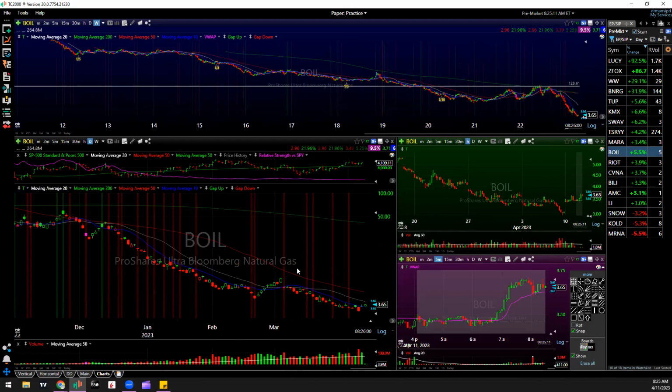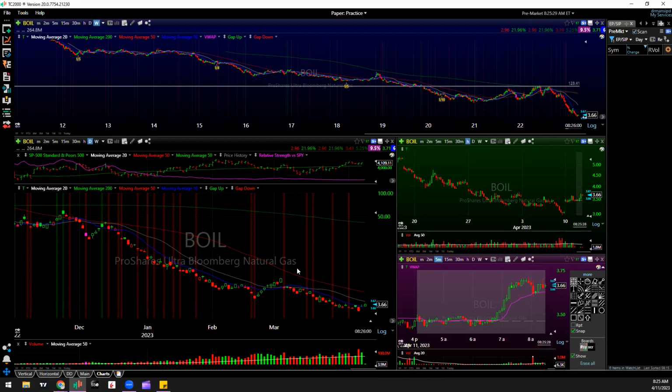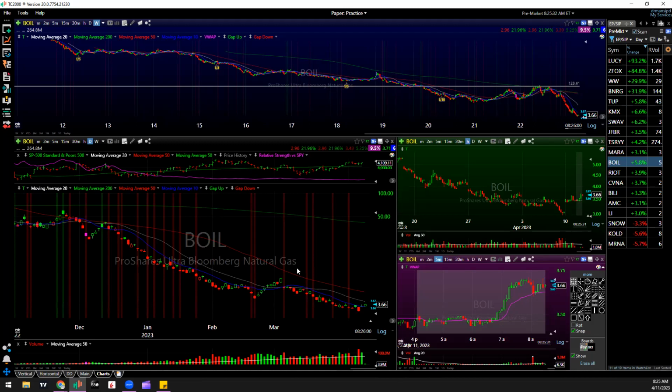BOIL. So here's the thing with natural gas. It's usually always going to be there on the gappers list. And that's because natural gas is so choppy and so volatile, especially in the after hours. And it's also one of the most difficult instruments to trade. It's actually called the widowmaker on Wall Street because it's just led to the death of so many portfolios. So if you want to trade natural gas, good luck to you.